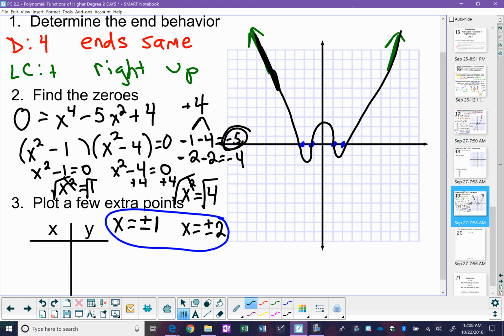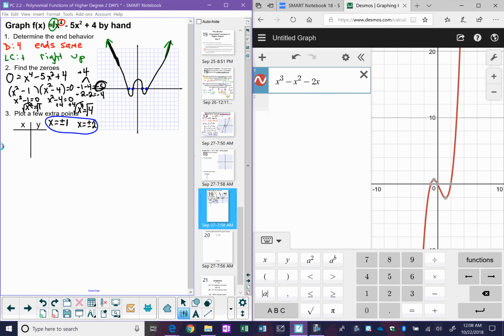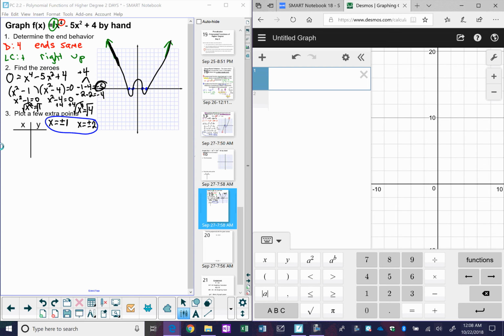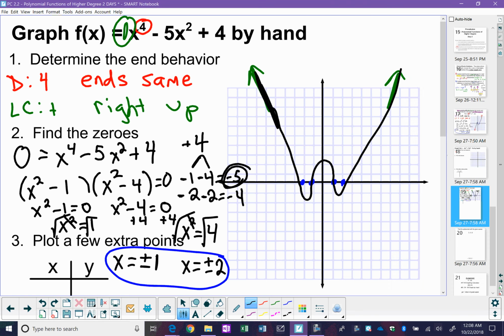And again, if I want to check my work after I do this, I can go to desmos.com and plug in my equation. X to the 4th, get out of that exponent, minus 5x squared plus 4. Hey, kind of looks like my graph. My ends were a little wide, but again, it's a good thing to be able to know what you're looking at.